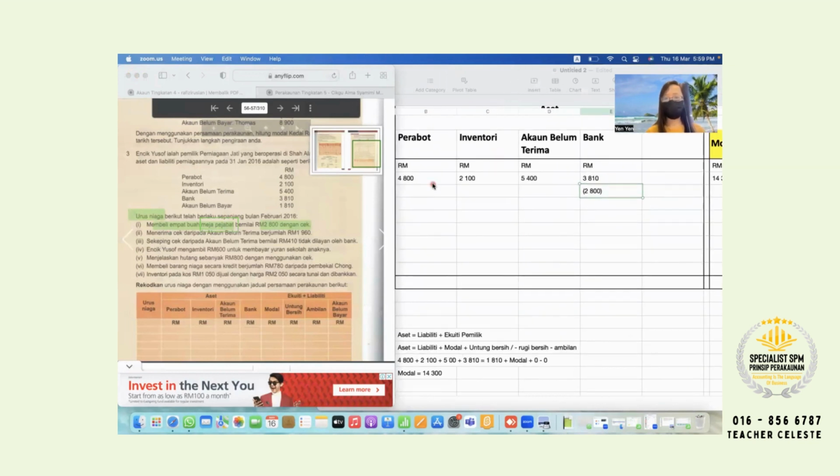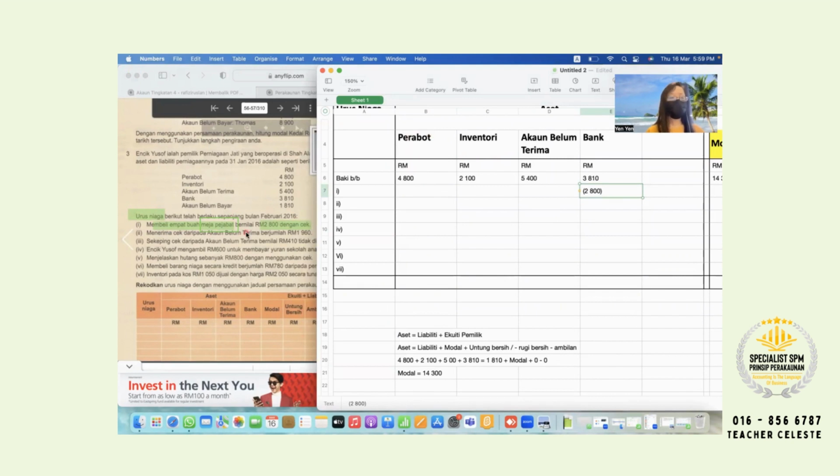That one is under inventory or perabot? Yes, under perabot. Now you see, the first 2 weeks teacher keep mention and keep revision to you what is perabot, what is kenderaan, right? So now if you still don't know what is perabot, what is inventory, please watch back the first and second video. If not, then you can't follow. Okay, so yes, correct. Meja pejabat, this is under perabot.